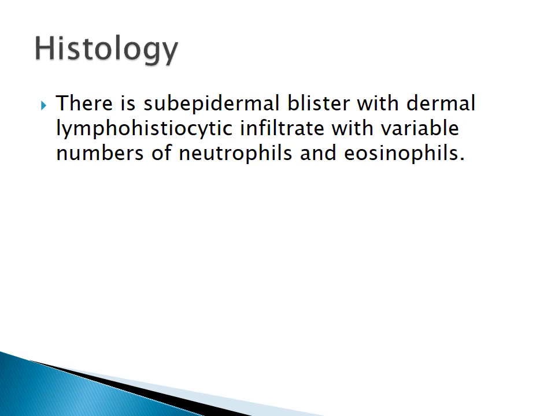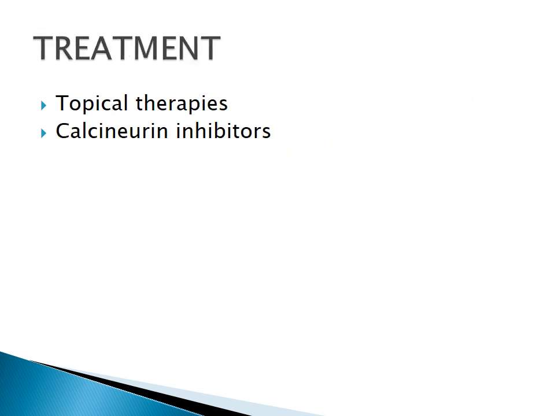Next, coming to the microscopic features, there is a subepidermal blister with a dermal lymphohistiocytic infiltrate with variable numbers of neutrophils and eosinophils. The treatment may involve topical therapies and in some cases calcineurin inhibitors are also given.